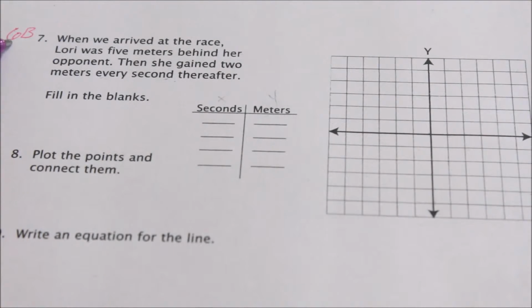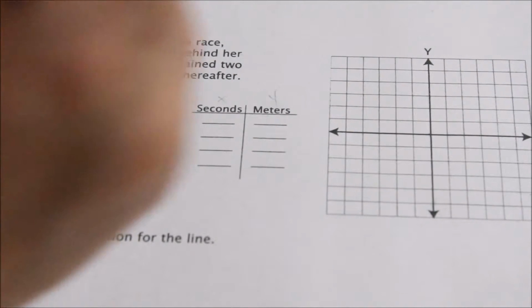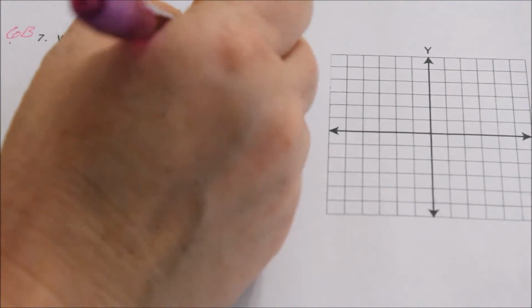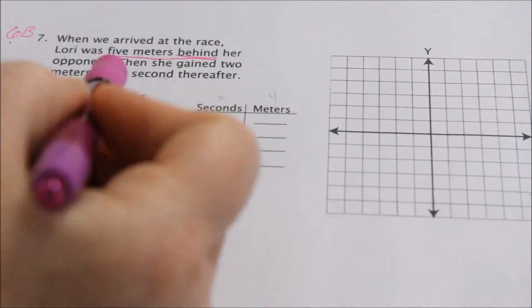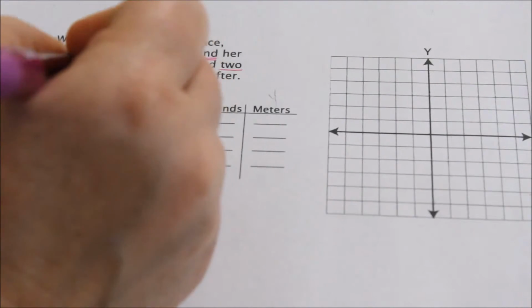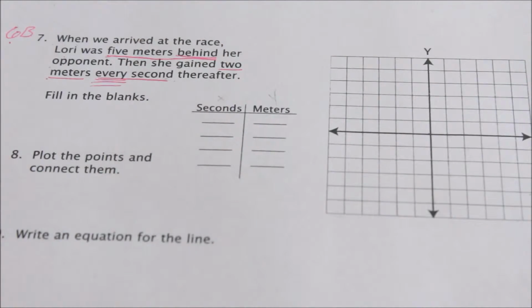Alright, we're looking at page 6B, 7 through 9. When we arrived at the race, Lori was 5 meters behind her opponent, then she gained 2 meters every second thereafter. Here are the key words. When we arrived at the race, Lori was 5 meters behind. Behind is a key word. Then she gained 2 meters every second. These words every, each, per, those are key words.